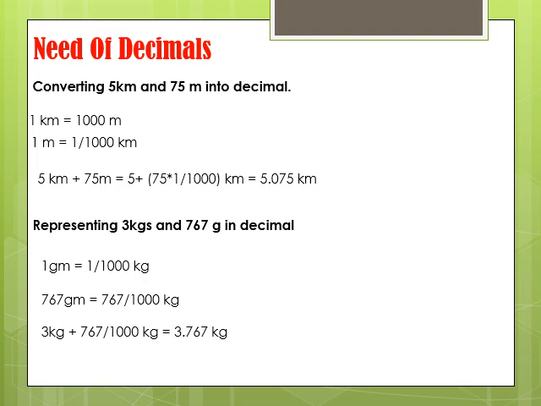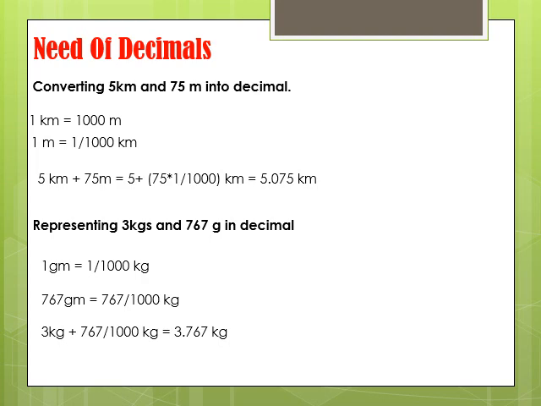Let's take this example. 5 kilometer plus 75 meter, you need to convert it into kilometer. 5 kilometers is already in kilometers, so we need to convert 75 meter into kilometer. 75 meter is a smaller unit, so we need to convert it to a higher unit. So we need to divide 75 by 1000 and we'll change it to kilometer. The answer will be 5.075 kilometer.